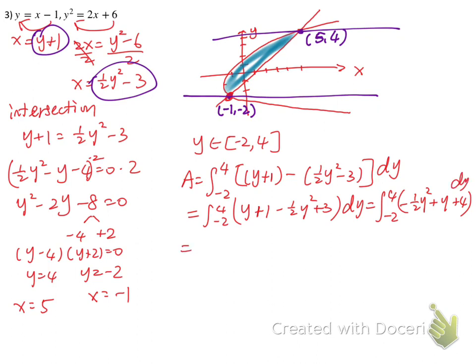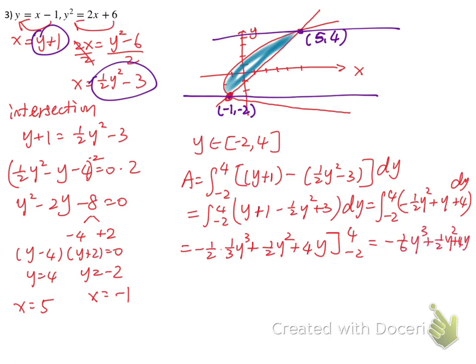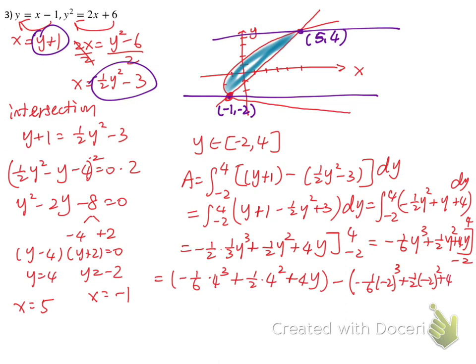Then again, power rule, you just do term by term. -1/2 times 1/3 y to the third power plus 1/2 y squared plus 4y, -2 to 4. So this is -1/6 y third plus 1/2 y squared plus 4y. Sorry, I don't have the room for the limits. Okay, now plug in 4. I'm having -1/6, 4 to the third power plus 1/2 4 squared plus 4y, minus the -2 plugged in, -2 third plus 1/2, -2 squared plus 4, -2.